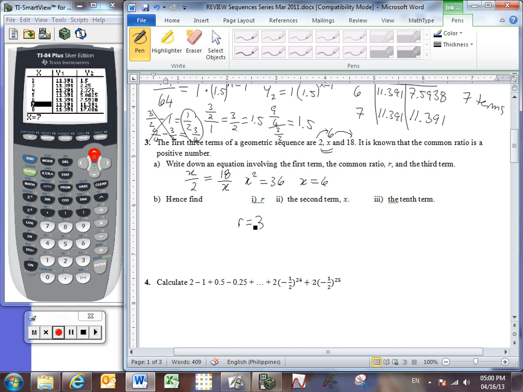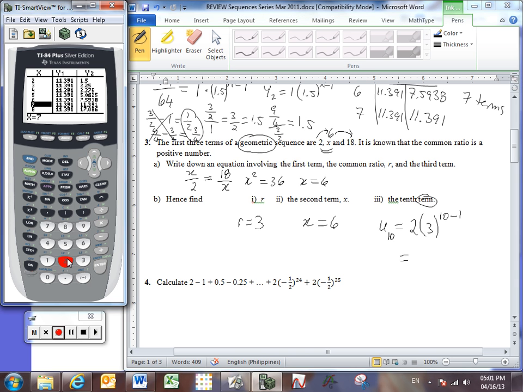r equals 3, the second term x equals 6, and the 10th term, because it's a geometric sequence, let's circle that to make sure that we use only the geometric formula. It asks for the 10th term, so I'll use the term formula. U10 is going to equal u1 multiplied by r to the power of 10 minus 1. So I'll just type that in. 2 times 3 to the power of 10 minus 1 is 9. Oops, I should have quit this screen first. There we go. 2 times 3 to the power of 9 gives you a pretty big number, 39,366.